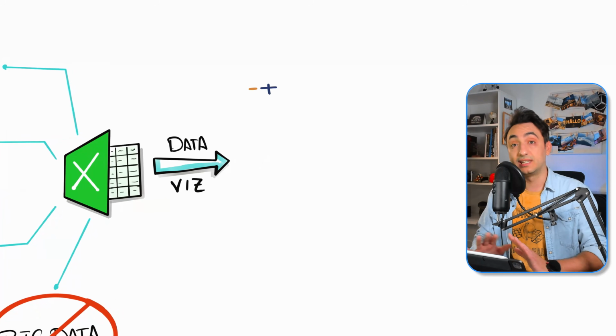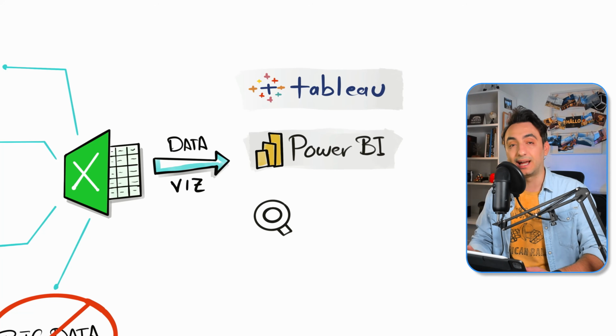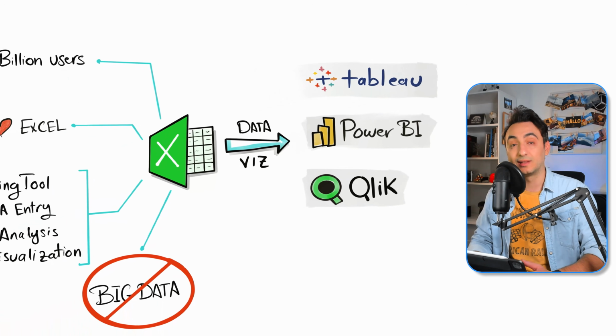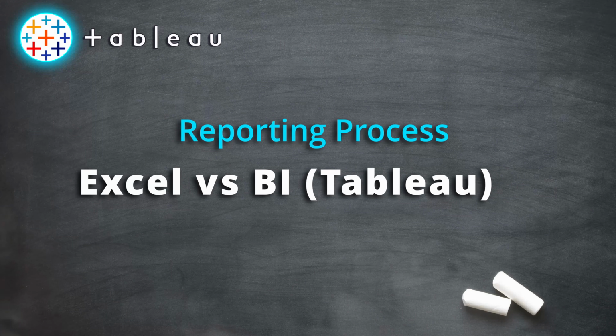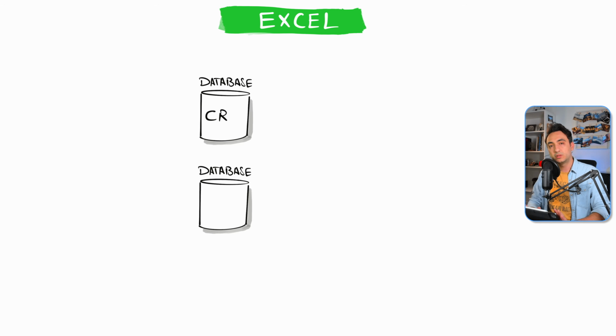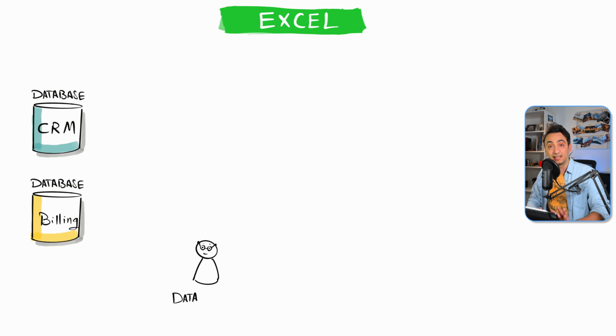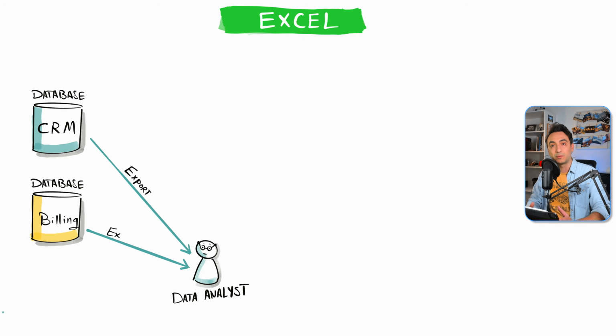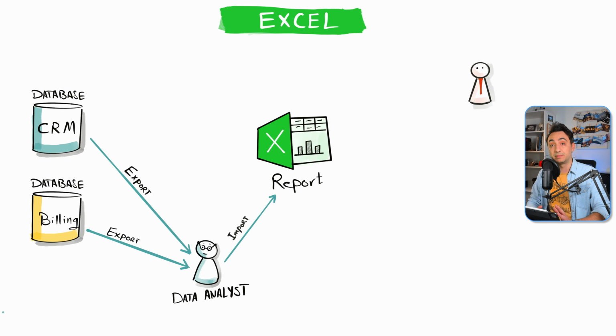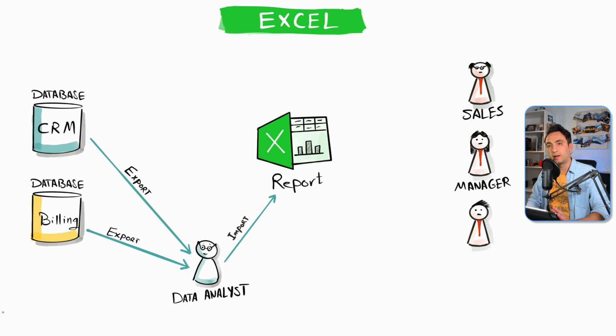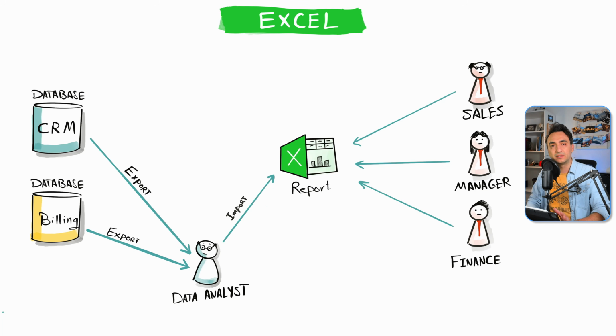In these situations, it's really time to switch to a modern BI tool or data visualization tool like Tableau or Power BI. Now let me show you how BI is done with Excel. We usually have different source systems and a data analyst who goes and starts manually exporting the data from those systems and importing it into Excel. Then some calculations are done, and at the end a report is generated. The Excel files are then accessed by different business users.